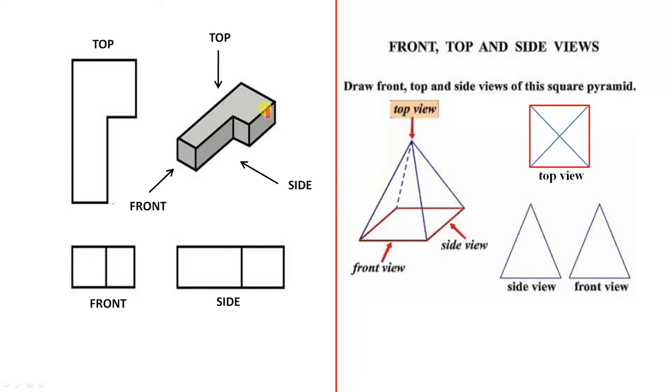Now here's another block. It's like an L again, placed on its side. So when we look at the top, that's what we see. When we look at the front, that is that way, in that direction there, that's what we see. And when we look at the side over there, that's what we see.